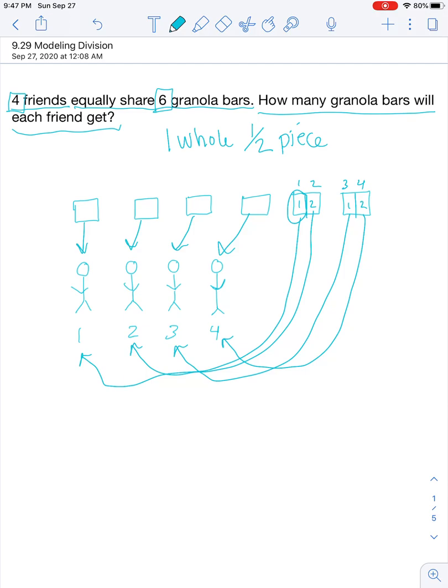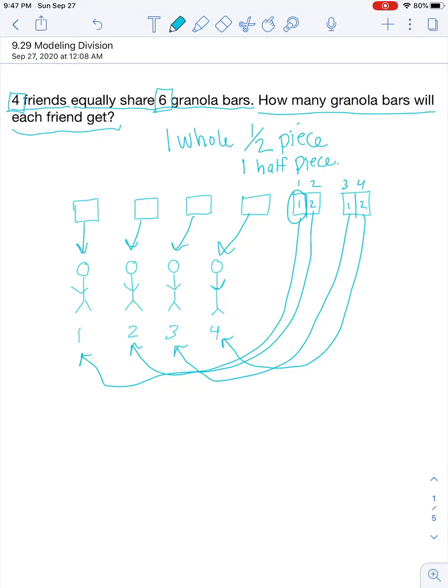Or you can write it like this, 1 1/2. You can write out the words. Okay? So this was an example of where you can split up those remaining pieces or those pieces that are left over.